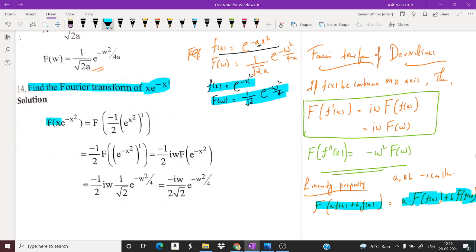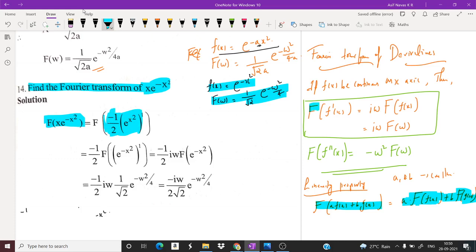So now I can write x into e raised to minus x square is actually the derivative of minus 1 by 2 e raised to minus x square, right? That is minus 1 by 2 e raised to minus x square. Its derivative is x into e raised to minus x square. So now what we will do is, we have x into e raised to minus x square is actually minus 1 by 2 times the derivative of this function.